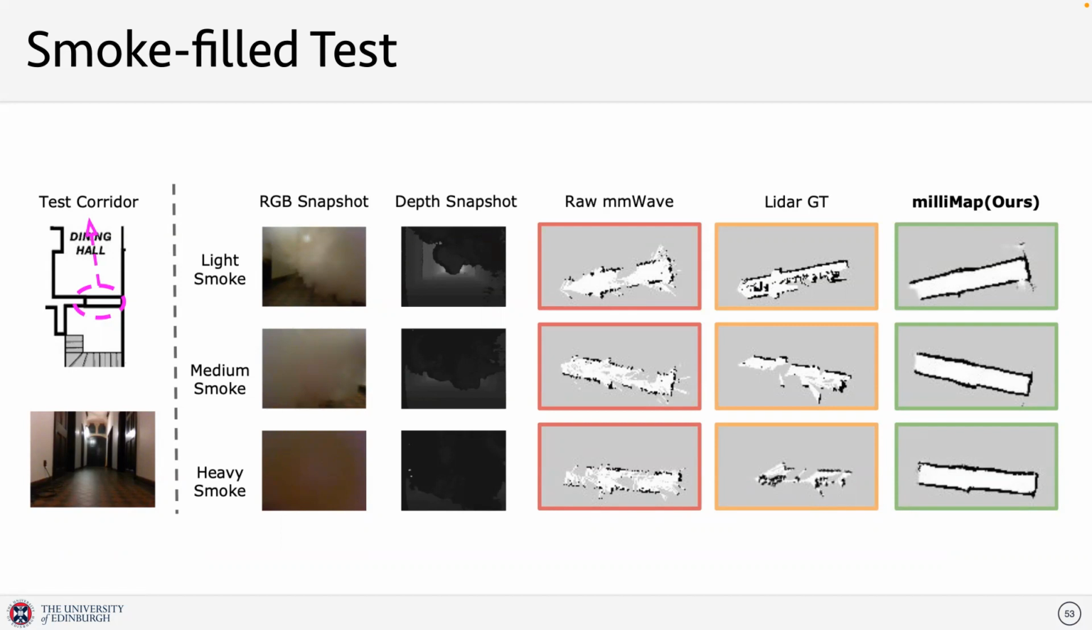They are not affected by smoke, no matter what density we are talking about here, but they are just not useful enough. And after applying our mini-map system for the reconstruction, we can get a very good corridor reconstructed, which is very close to the ground truth we see on the left.